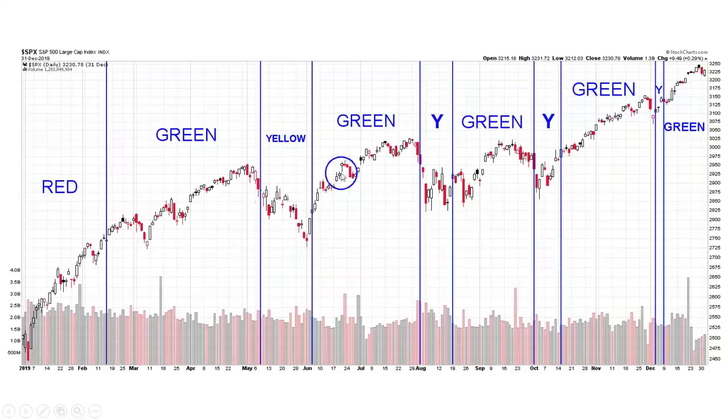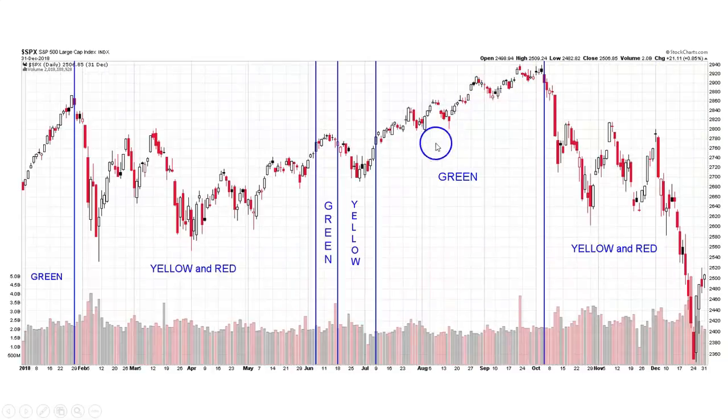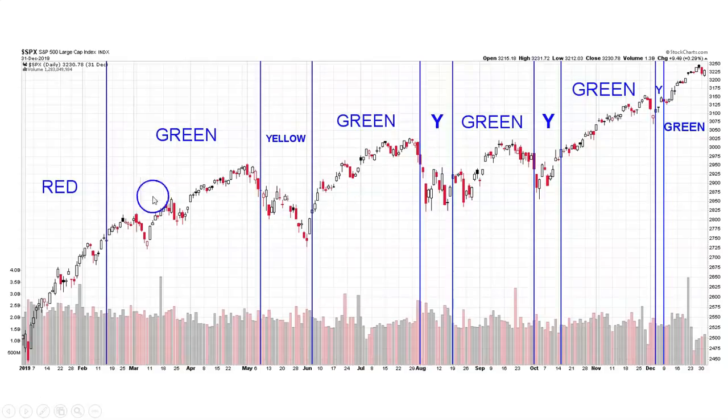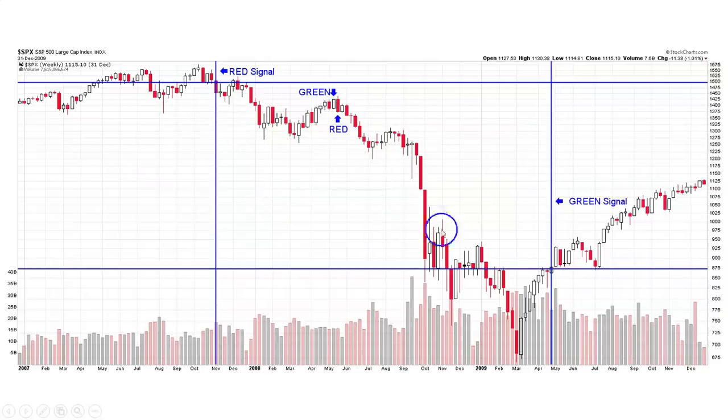So again, the best risk-reward ratio signal for equity investors is when the signal is green, and the worst risk-reward signal for equity investors is when the signal is red.